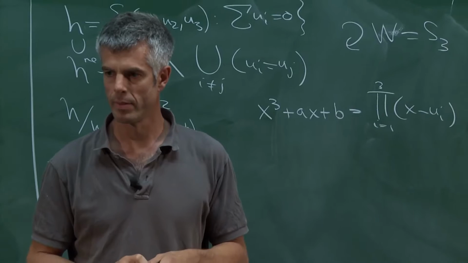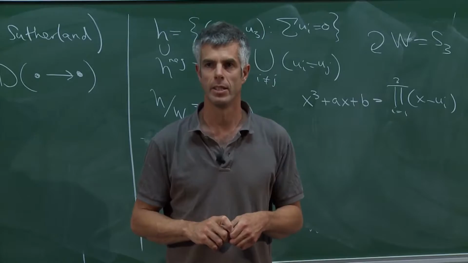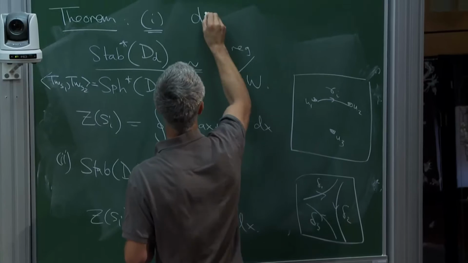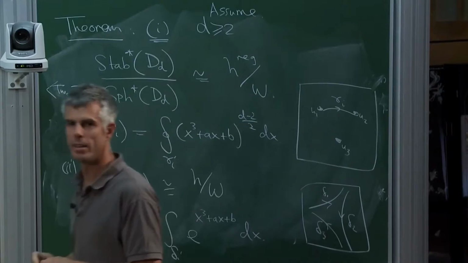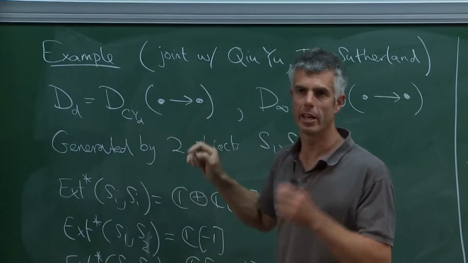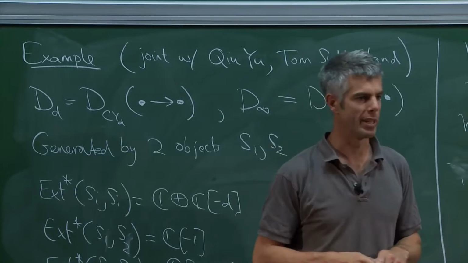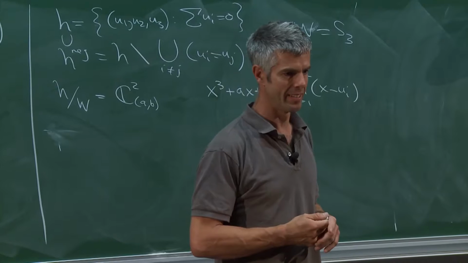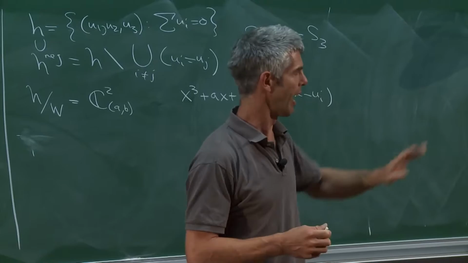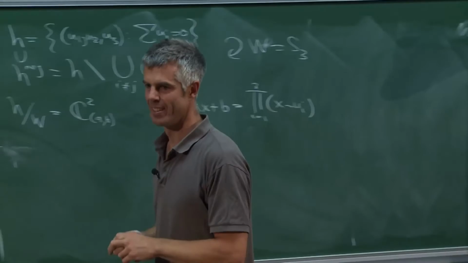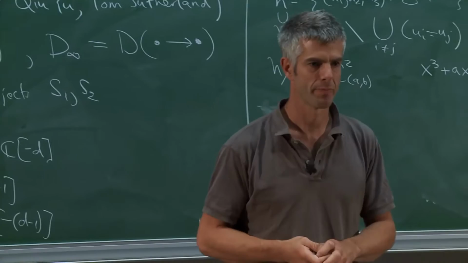In the first part, d is bigger than or equal to 2. Yes, that's important. If you want to take d equals 1, I think the correct interpretation of this would then be the derived category of an elliptic curve, in which case this result would still be true. But I'm not claiming anything about d equals 1. It's just the ordinary derived category of this quiver.